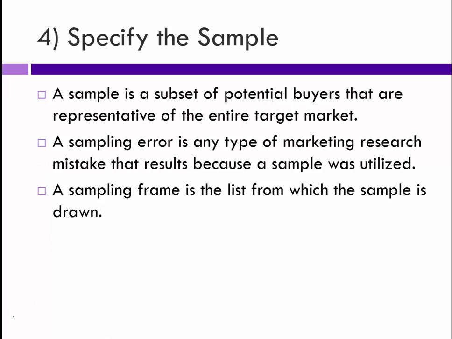Okay, so specify the sample. The sample is the people that you're going to ask. It could be a subset, and you want a nice random sample of your potential buyers or your target market, and it needs to be representative. So if your market is people of all different incomes, you want the sample to represent the same group of incomes, not just one part of it.